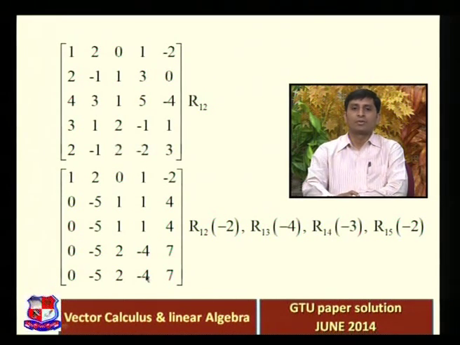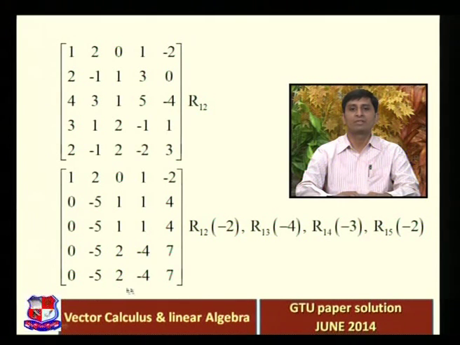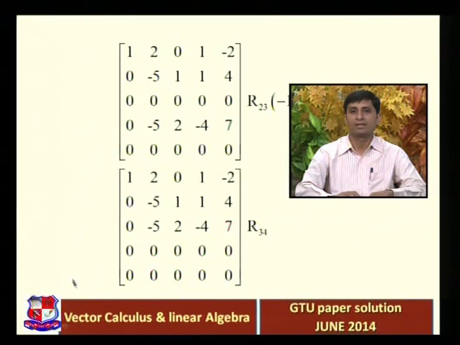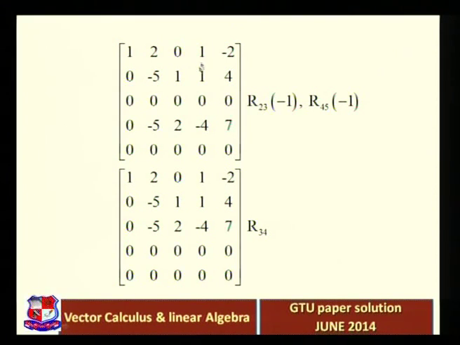Now you can see the second and third rows are the same, similarly the fourth and fifth rows are the same. So the next process is, when we multiply the second row by minus 1 and add it into the third row, the third row becomes 0. Similarly, when we multiply the fourth row by minus 1 and add it into the fifth row, the fifth row is also 0. So the third and fifth rows are now 0.